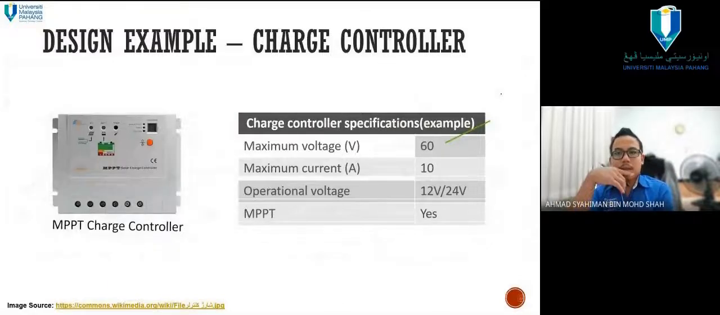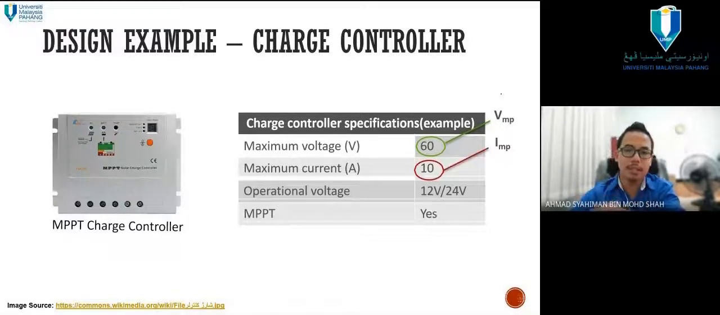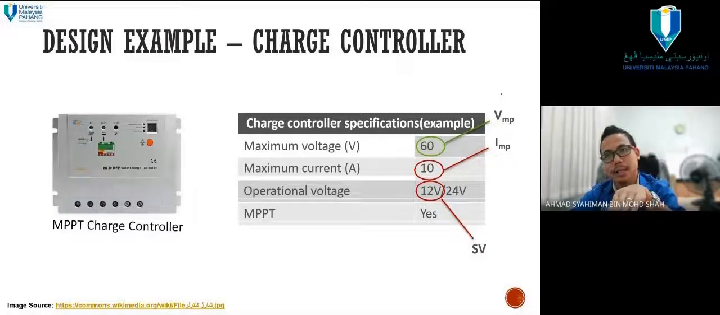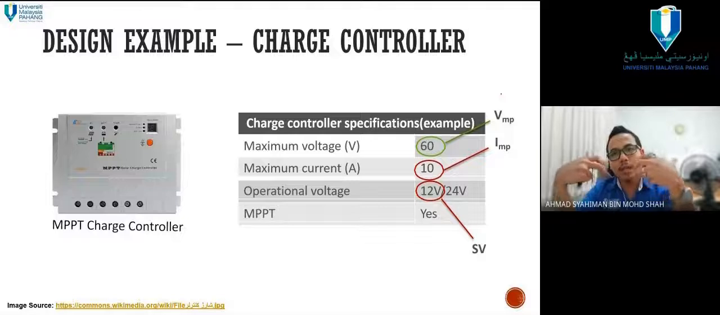Okay. Yang ni, ni apa? Ni VMP, ni maximum voltage yang boleh ditahan oleh charge controller ni. Dia ada tulis lah. And the maximum current is 10 amps and the maximum voltage is 60. And this is the system voltage. For this charge controller, it can handle dua channel. Dia ada 12 volt and 24 volt. You don't have to switch on and off. No need. They will automatically detect when you connect battery in two series.